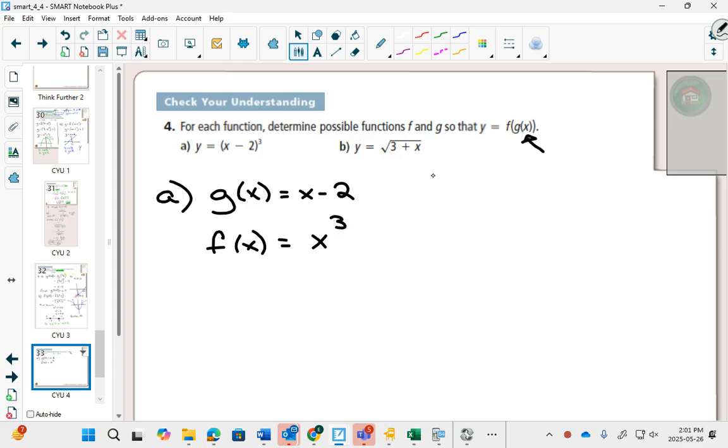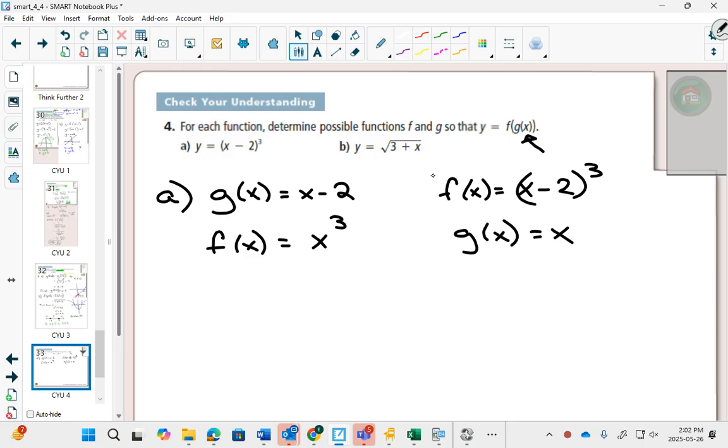If you wanted to cheat, for sure, you could make f of x exactly what you wanted: x minus 2 cubed. And then the inside function just is x. It's right, but in this case, it kind of defeats the purpose. You could flip-flop it. You could have made g of x the whole thing you wanted, and f of x just x. So either of those would work.